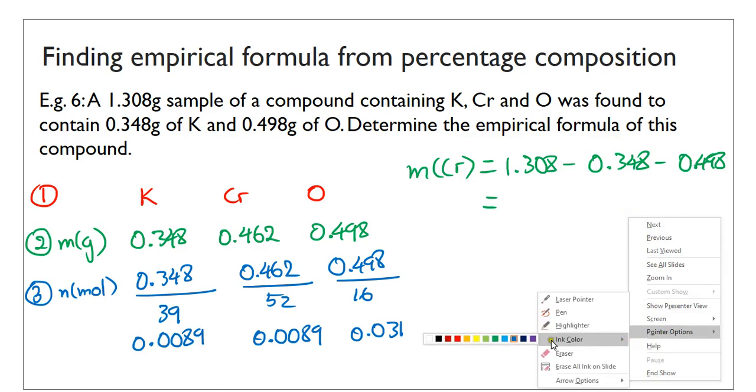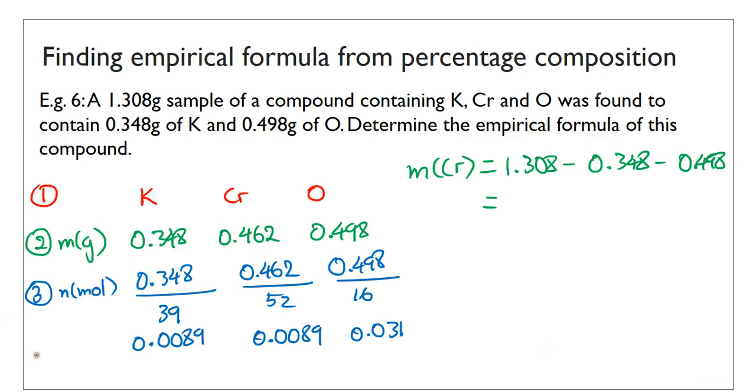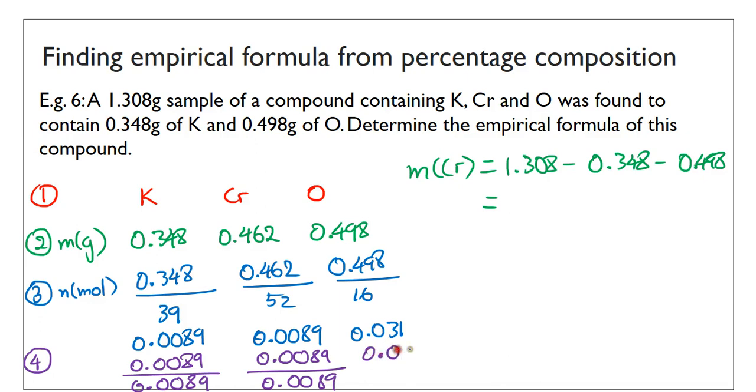And then for step 4, what I'm going to do is divide everything by the smallest mole. So this is 0.0089 divided by 0.0089, and then 0.0089 again. So the first two are going to give you a 1-to-1 ratio. It's really just to see what the oxygen will give you. Okay, I think I need to translate this to here. So we're looking at K, Cr, and O. So it's really just trying to keep the exact values as much as possible.